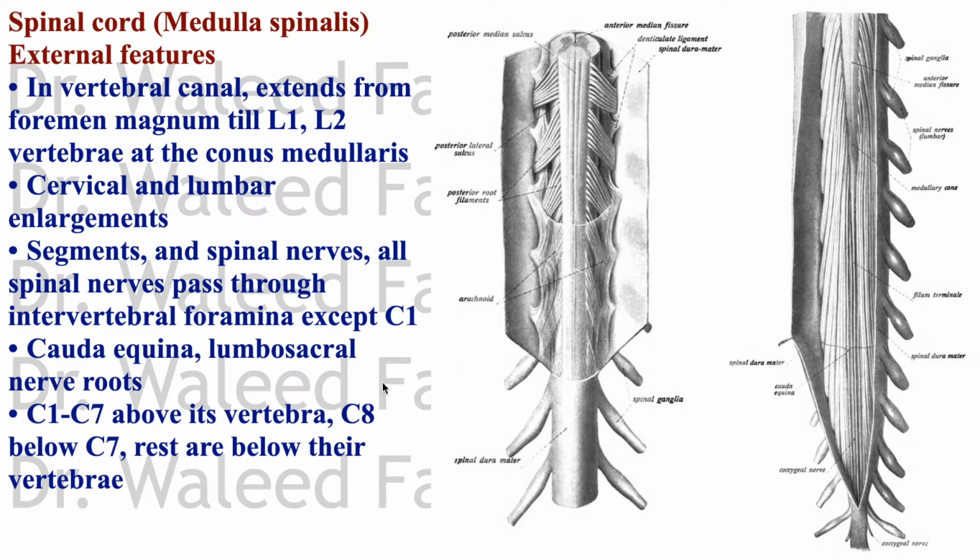Finally, C1 through C7 are above their corresponding vertebrae, C8 is below C7, and the rest of the nerves, going down, are below their corresponding vertebrae.